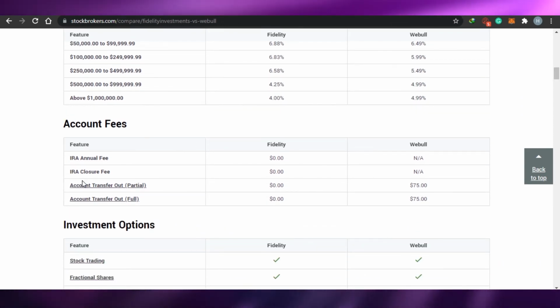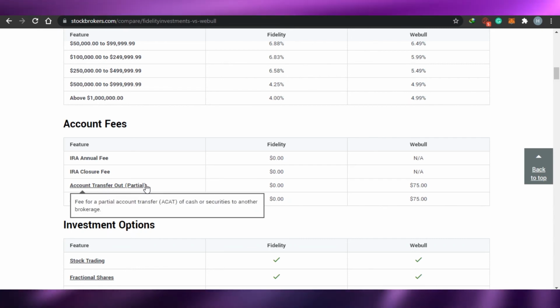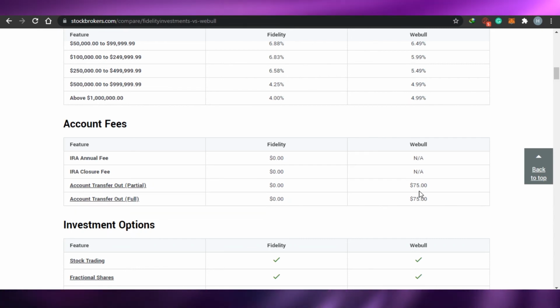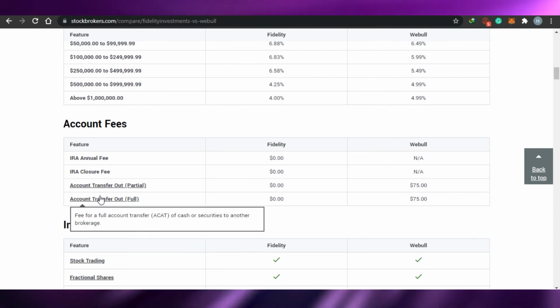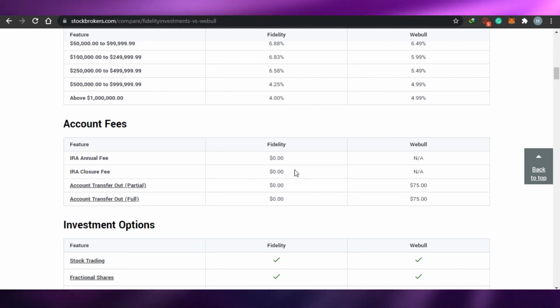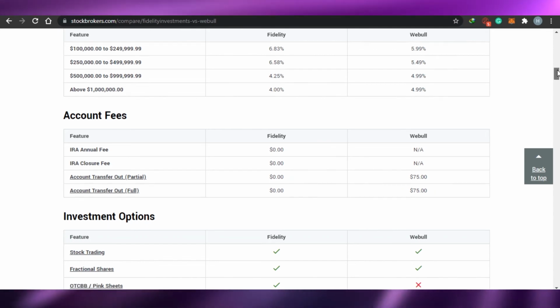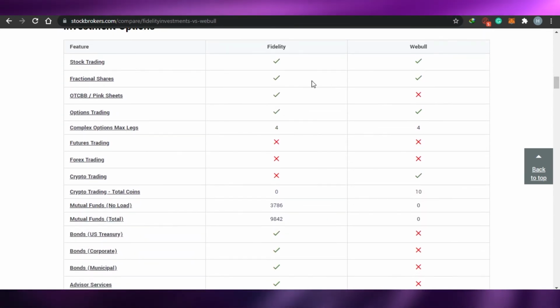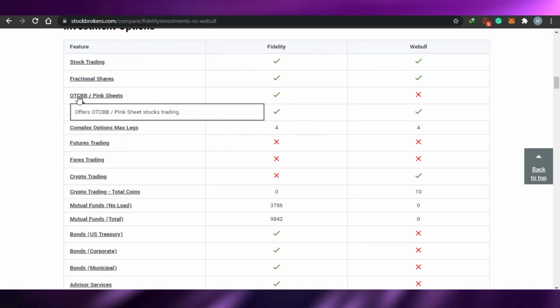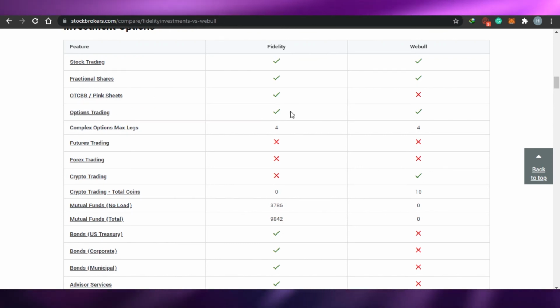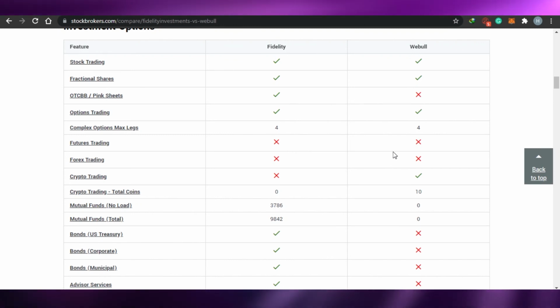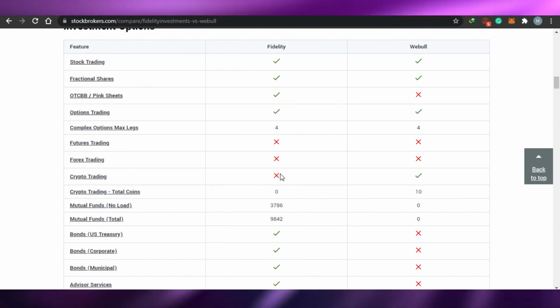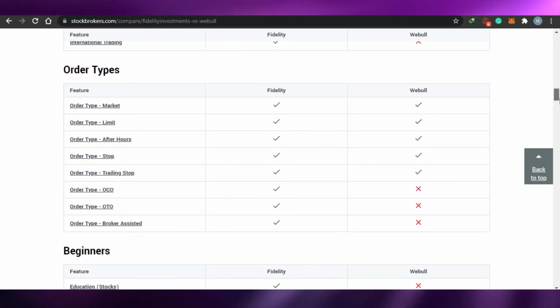Now, here you can see account transfer out partial. WEBULL has $75, and if we're going for full, it is still $75, but Fidelity does not have such a thing. And if we go to an overview, you can see that if we talk about offers OTCBB, Fidelity has it, but WEBULL does not. And if we talk about crypto trading, WEBULL has crypto trading, but Fidelity does not. So you can check out all of their differences right here.